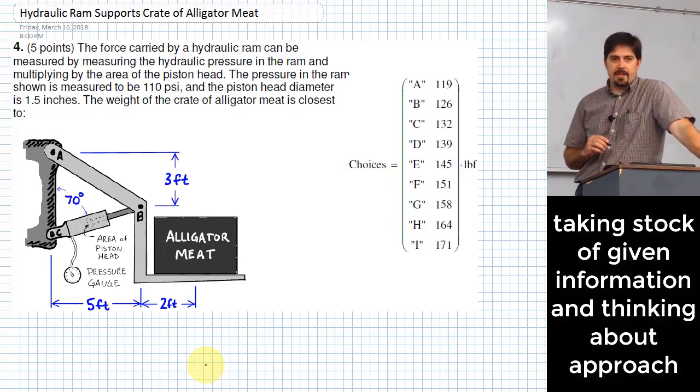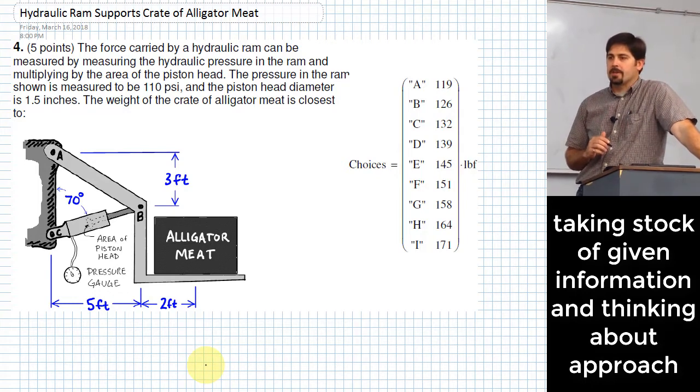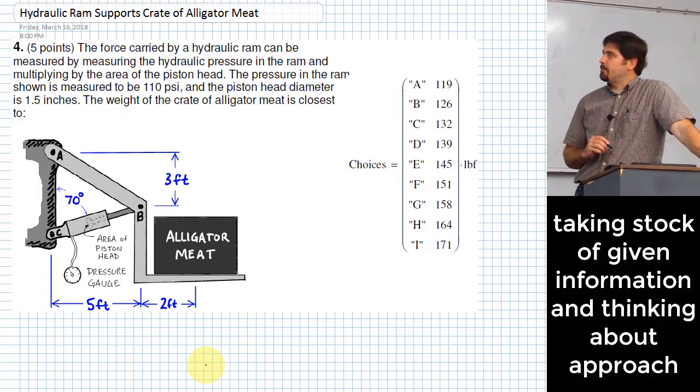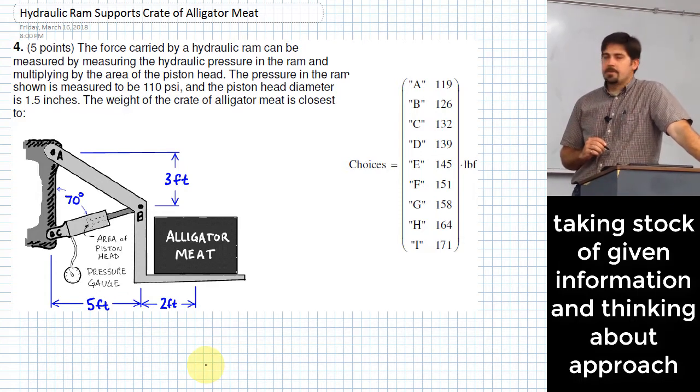It says that the amount of force carried in a hydraulic cylinder like this is equal to the amount of pressure times the area of the piston head. Okay, and so we know for this problem the diameter of that piston, and from there we can get the area of the piston head. So that's kind of a little twist that goes along with this problem.